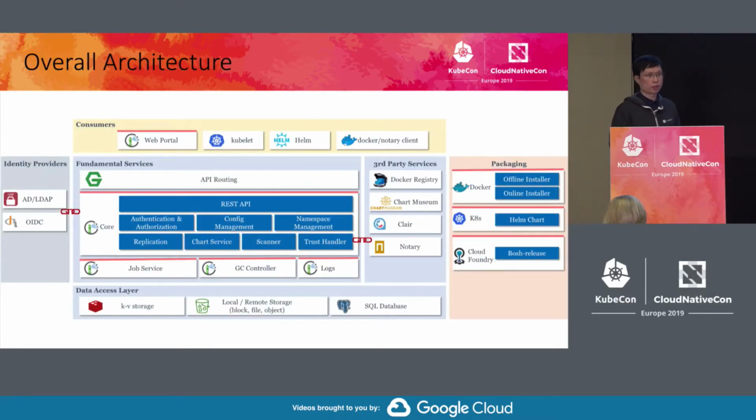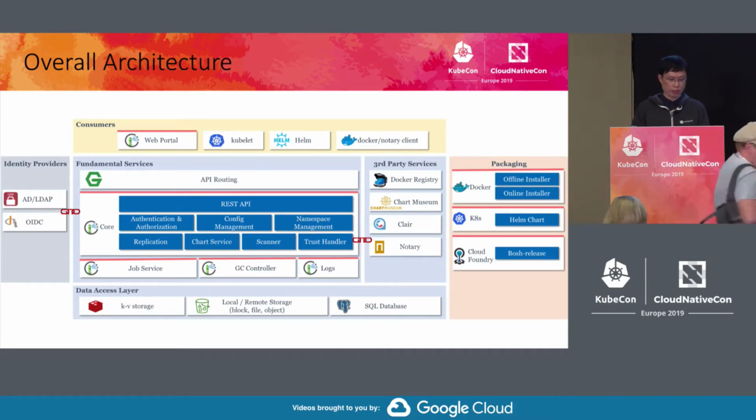Here's the high-level architecture of Harbor. Basically, the components with the Harbor logo are our own open source project code, and the rest are open source projects that we use from other people. Harbor can support the web portal, Kubelet, the Helm Chart client, the Docker client, and the Notary client. So we can support all kinds of clients for this Harbor service.